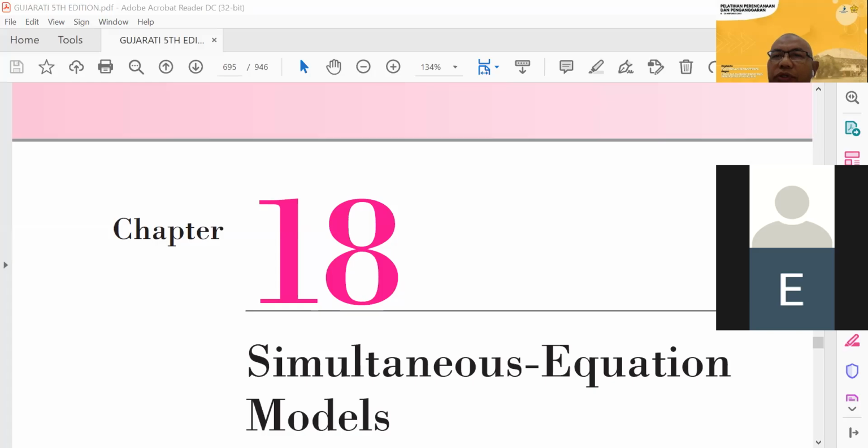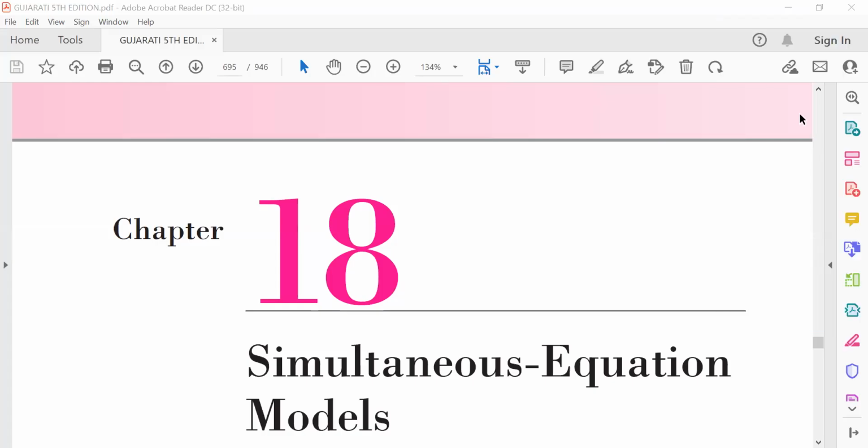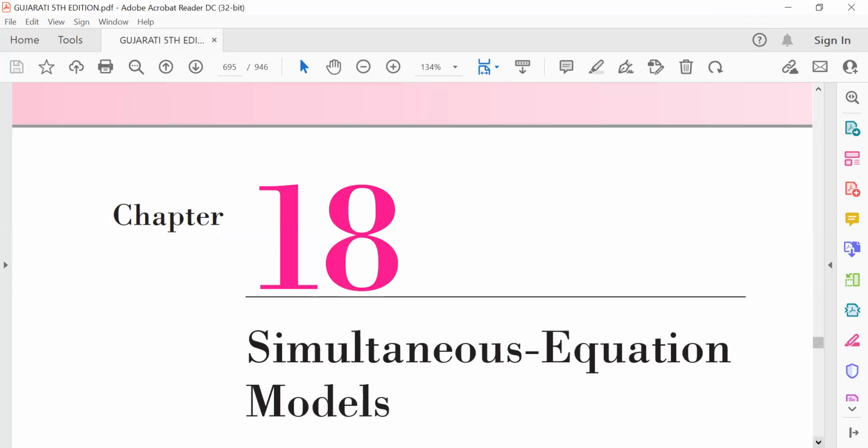We are talking about simultaneous equation model. I hope next week we can join our offline class next Tuesday.